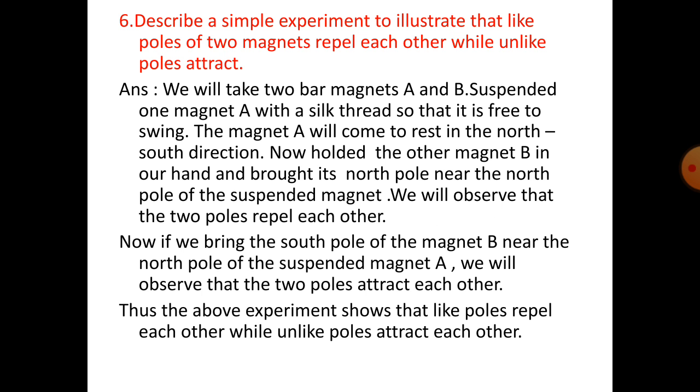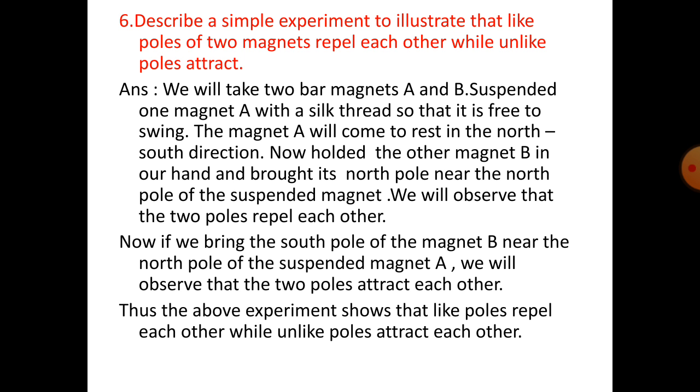6. Describe a simple experiment to illustrate that like poles of two magnets repel each other while unlike poles attract. We will take two bar magnets A and B, and suspend magnet A with a silk thread so that it is free to swing. The magnet A will come to rest in the north-south direction. Now, holding the other magnet B in our hand, we bring its north pole near the north pole of the suspended magnet, and we will observe that the two poles repel each other.